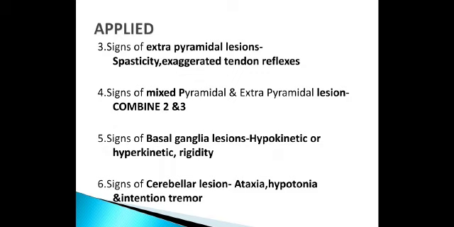The extrapyramidal lesions include spasticity and exaggerated tendon reflexes. Signs of mixed lesion are when you combine both the pyramidal lesion and the extrapyramidal lesion. The signs of basal ganglia lesion are tremor, rigidity and hypokinesia. And the signs of cerebellar lesion are ataxia and hypotonia with intention tremor.